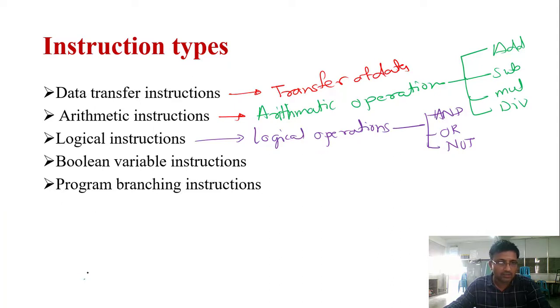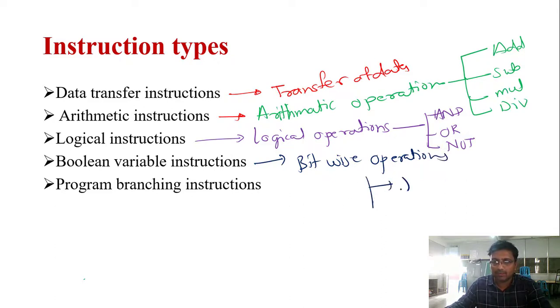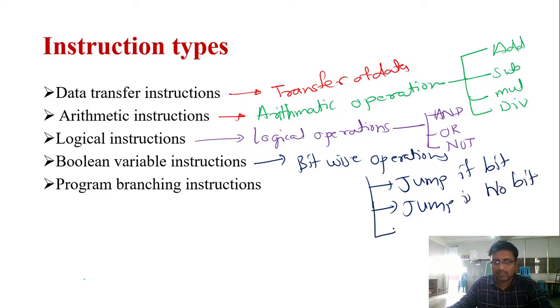Similarly, we have Boolean variable instructions, like bitwise operators. This signifies bitwise operations, like bit checking, jump if bit, jump if no bit, bit set, reset. These operations will be taken care of by the Boolean variable instructions.